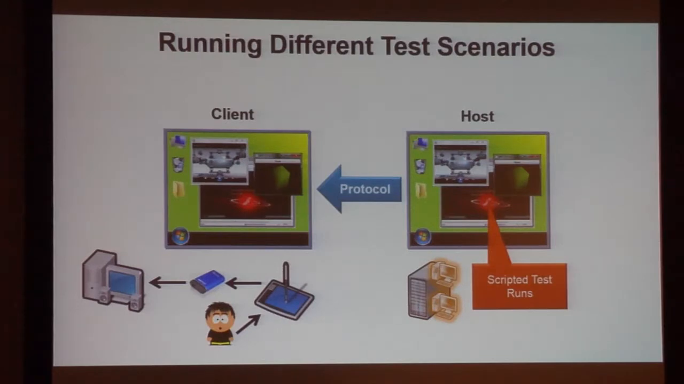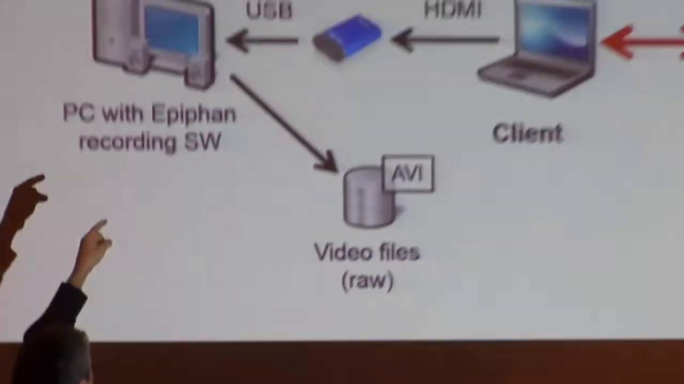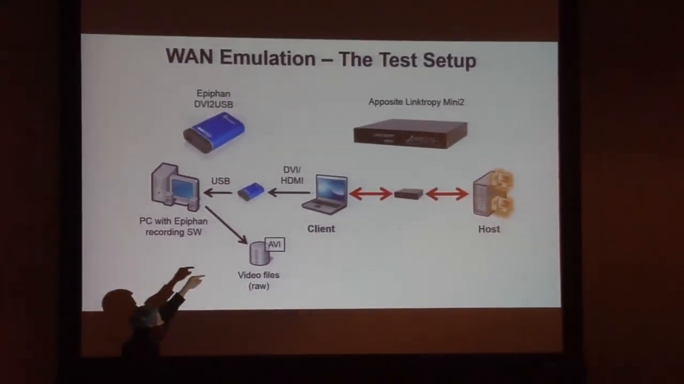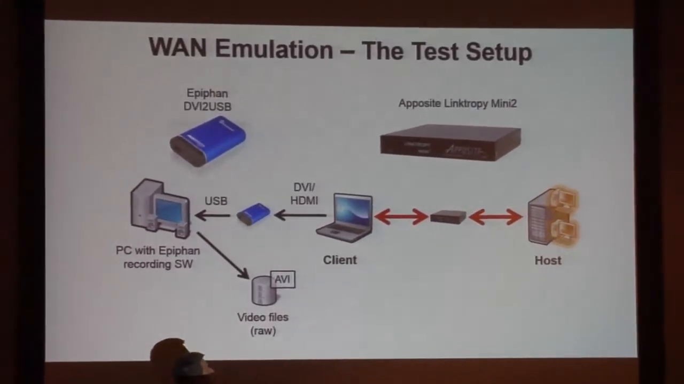In order to record our tests, we connect to this client machine through an Epiphan box. The Epiphan box is something like the projectors that are here. You take the video signal and feed it into this box, and this box converts it into a USB signal that is similar to a video camera. So you can attach yet another PC to the output of the Epiphan box and record the video. In total, the client machine is connected through USB to a recorder machine, which records the raw video files.